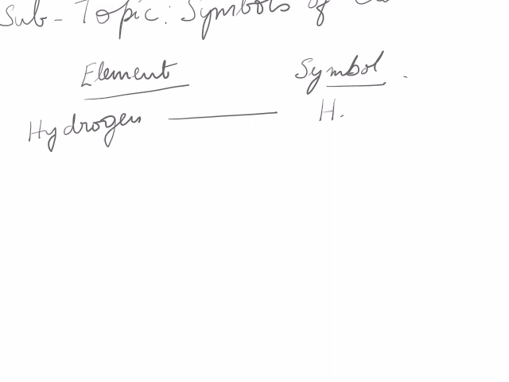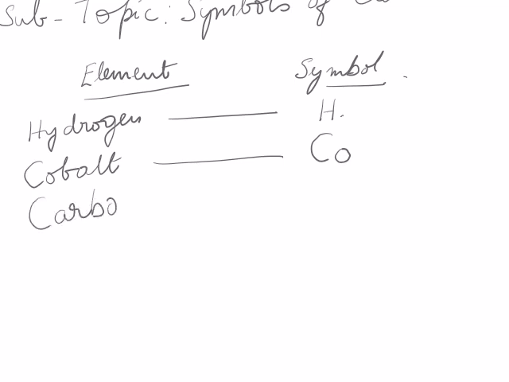Okay, then cobalt. So these are all elements. The symbol for cobalt is given as capital C and small o. That is, the first two letters are taken. Why first two letters? Because the first letter C is given to carbon. Carbon is given the symbol capital C. So that is why for cobalt we can't give C again. So we have used the first two letters of cobalt, capital C and small o.